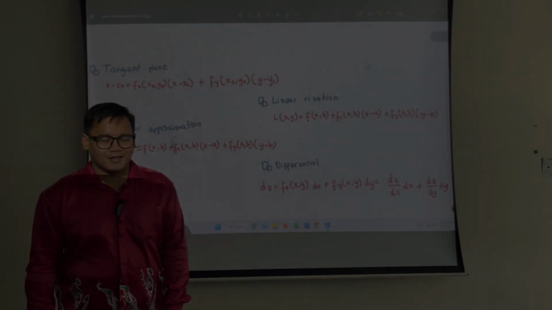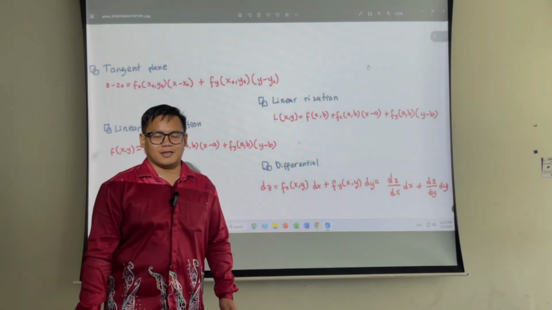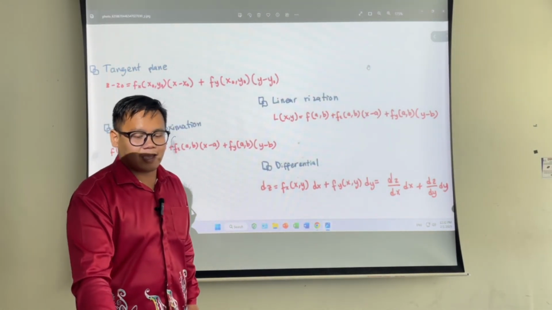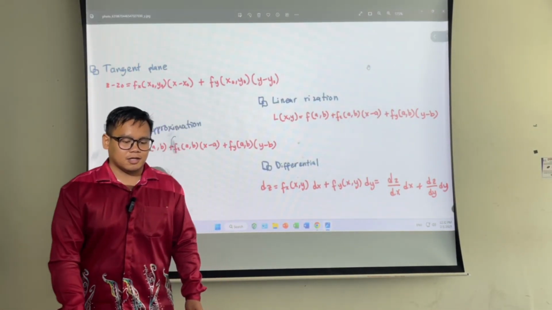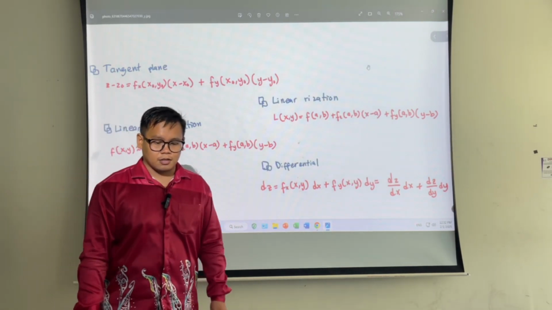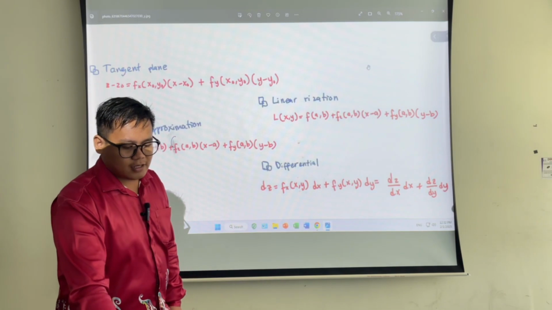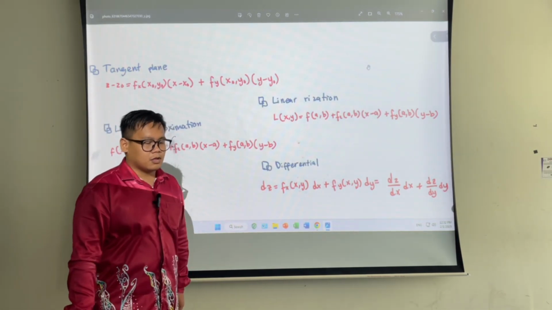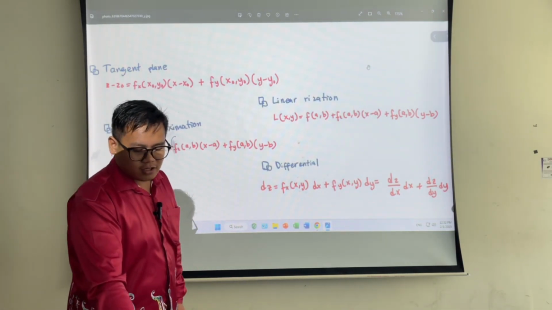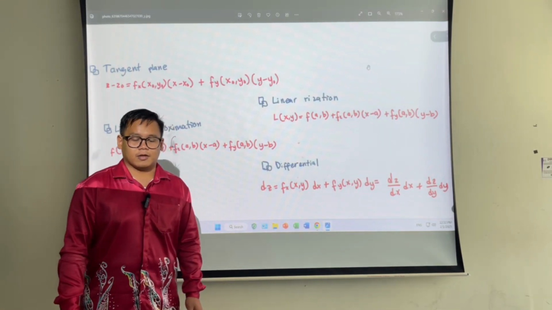Before we move to the questions, we do some recap. For tangent planes, we use the tangent plane to approximate a function of two variables, and linear approximation we use to make an otherwise impossible calculation possible, with a low chance of lack of accuracy.